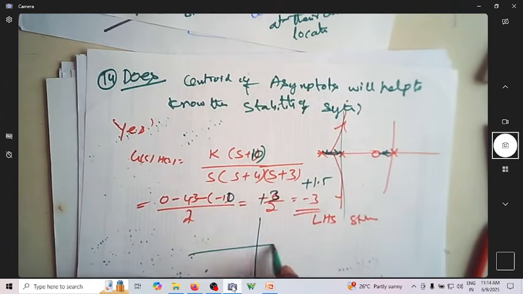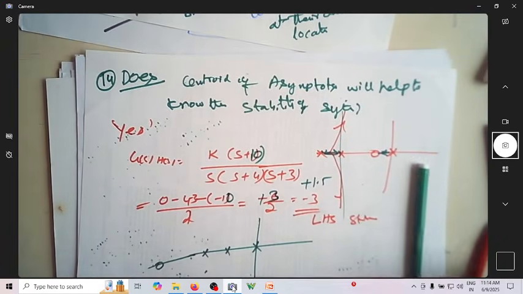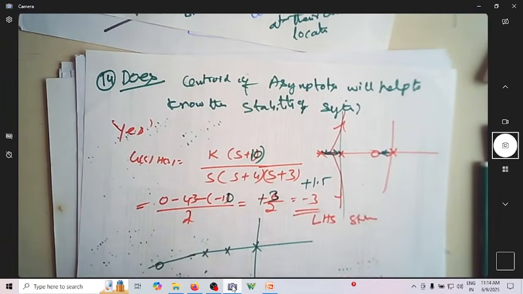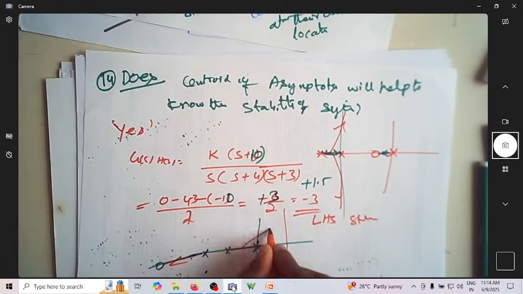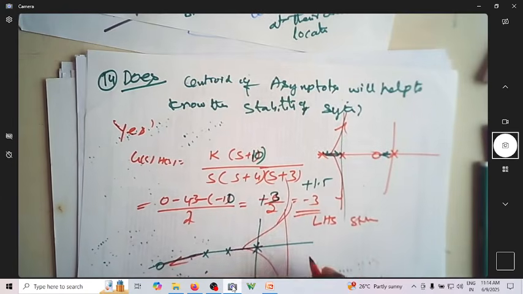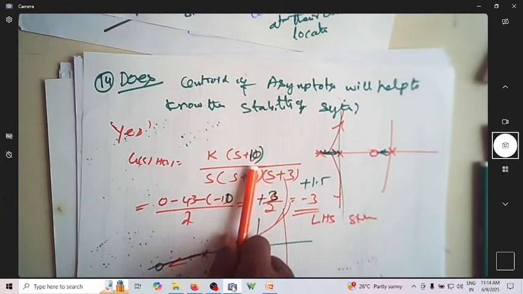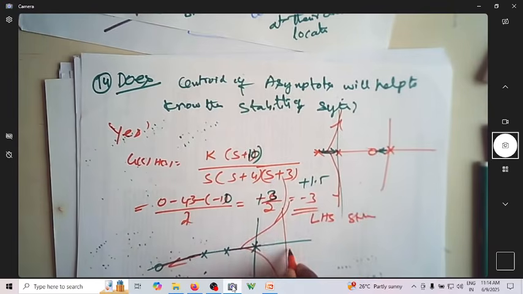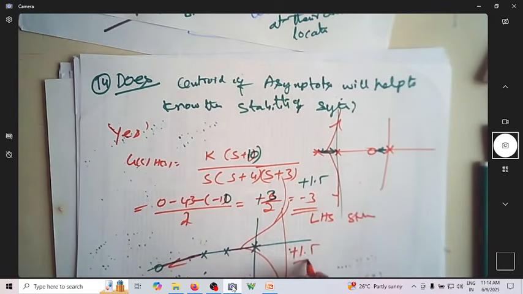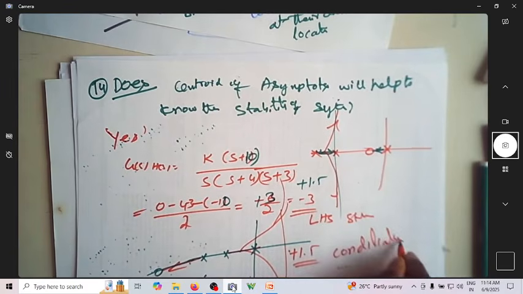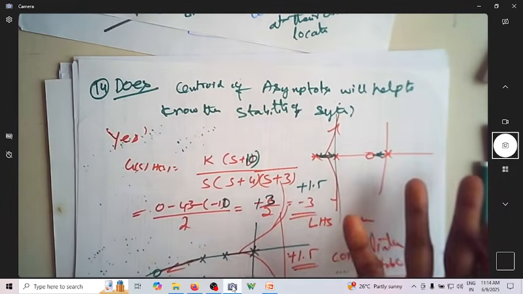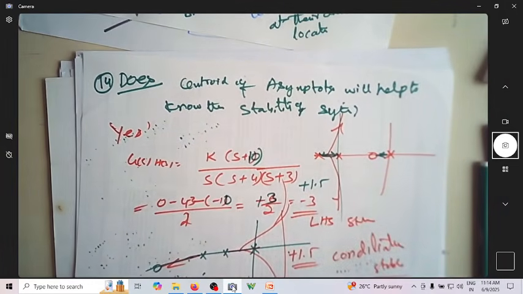Can you see the centroid has now come to the right hand side? So the locus will go here, they will take this path, and the centroid is now at plus 1.5. The system is conditionally stable. If the centroid comes to the right hand side of the s-plane, then the system is conditionally stable.